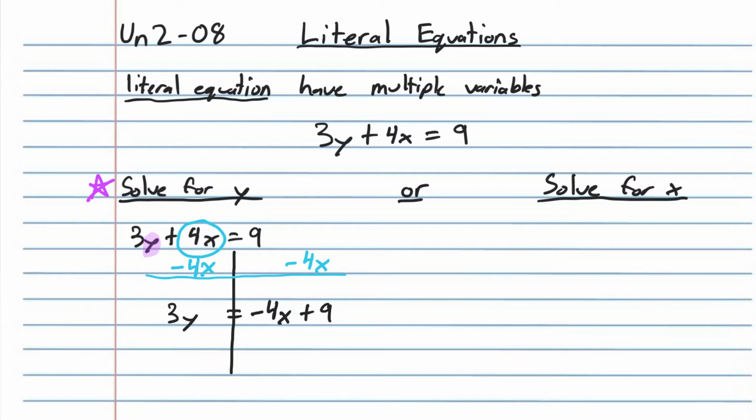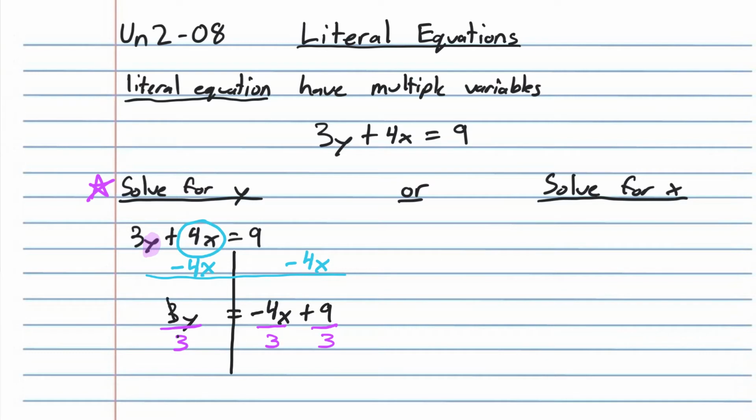Okay, so we're going to have to divide by 3. Now because we divided by 3 on the left, we have to divide by 3 on the right. When you divide the entire side, you have to divide each individual piece. So you have to divide this by 3 and this by 3. You have to divide everything. Okay, and then we can simplify.